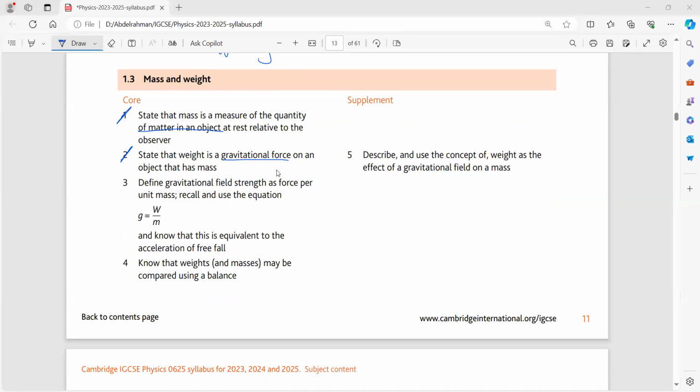For example, if I move from one planet to another, the weight will definitely change. Okay, I can calculate g equals W over m. Yes, because I have the triangle.